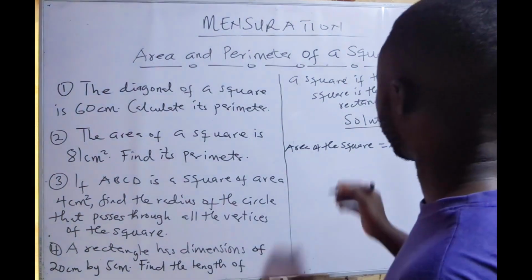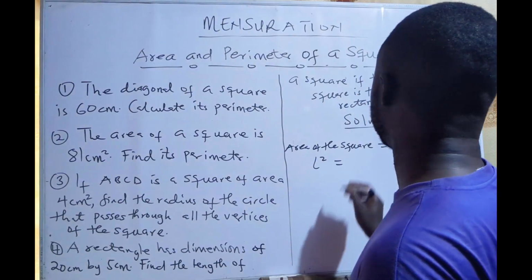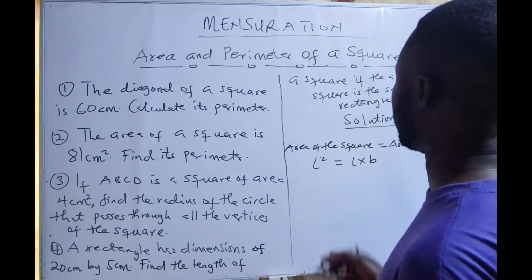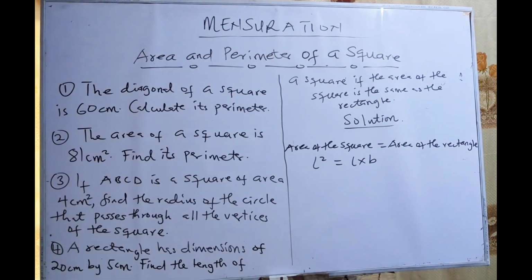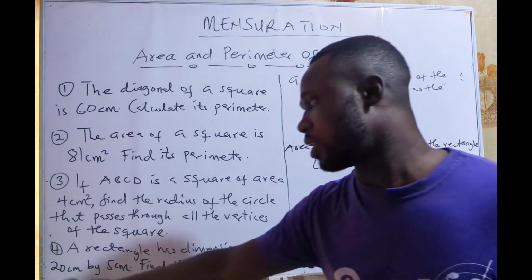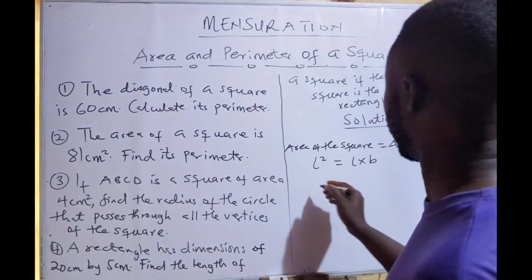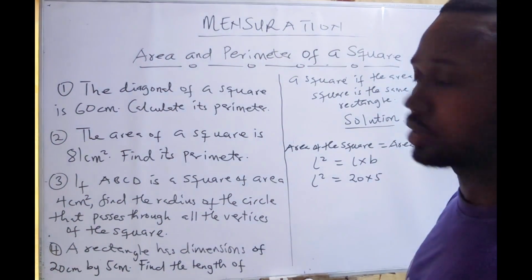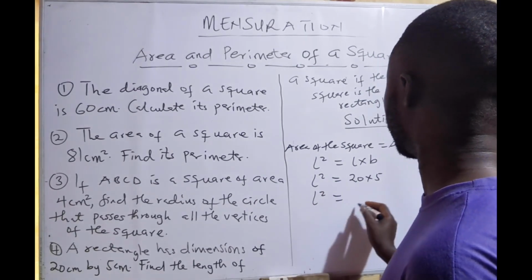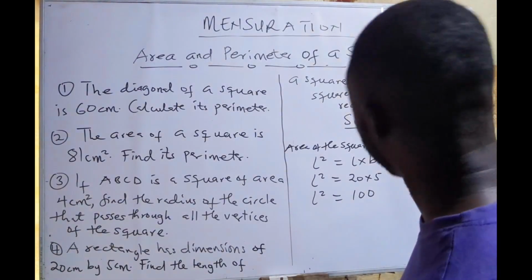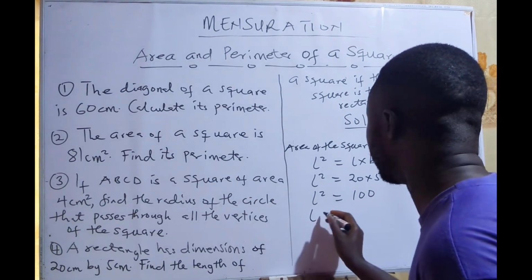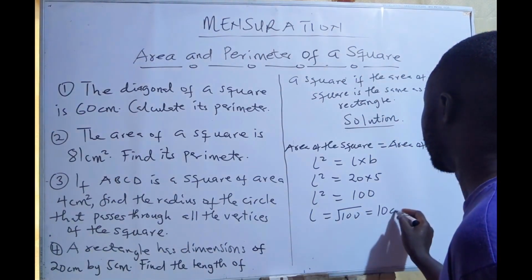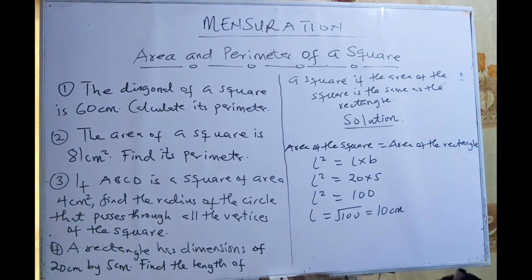What is the area of a square? It is L squared. What is the area of a rectangle? That is length times the breadth, or length times the width. Now we are given the dimensions of the rectangle, 20 by 5. So my L squared will be equal to 20 times 5, which is 100. So my L is equal to square root of 100, and that will give me 10 centimeters.